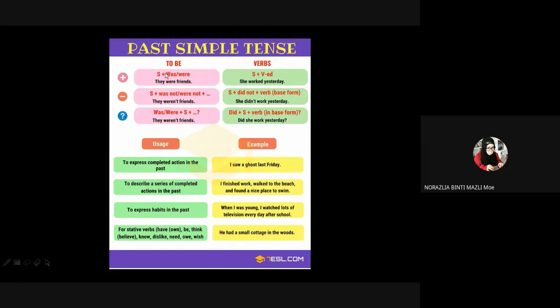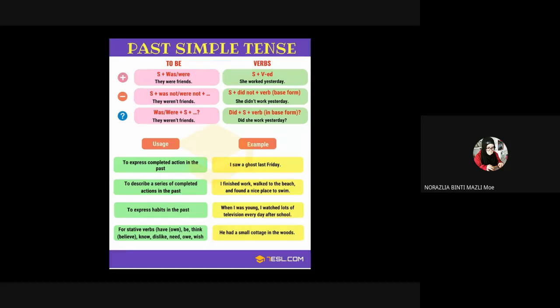Okay, so apa form dia bagi? Subject plus was or were. And then would be the object lah ataupun the explanation. For example here, subject, they, the was were yang to be ni would be were, and the object or the explanation would be friends. They were friends. Okay. But this one would be the positive form. They were friends. Maksudnya memang mereka ni kawan lah.